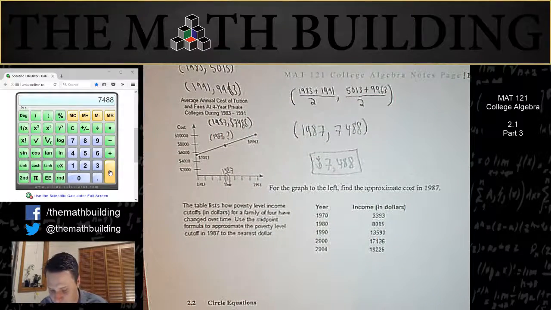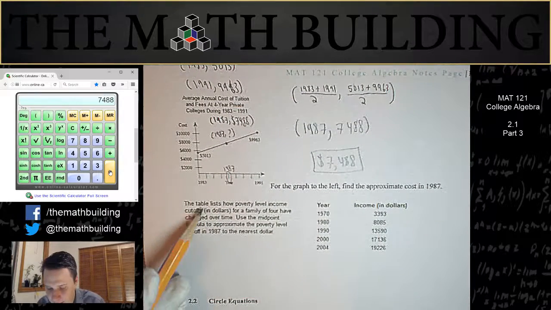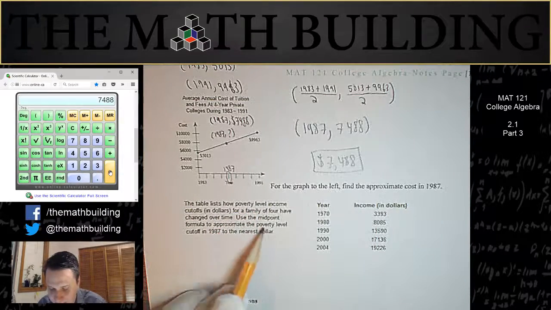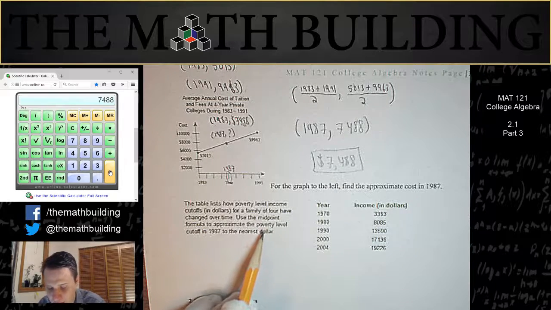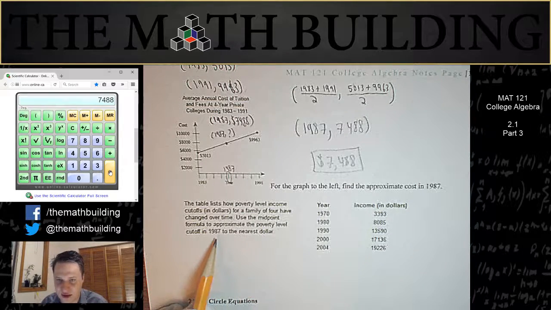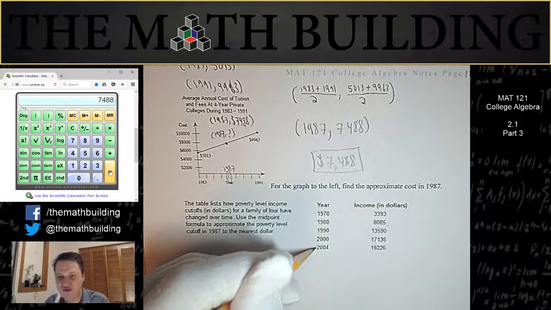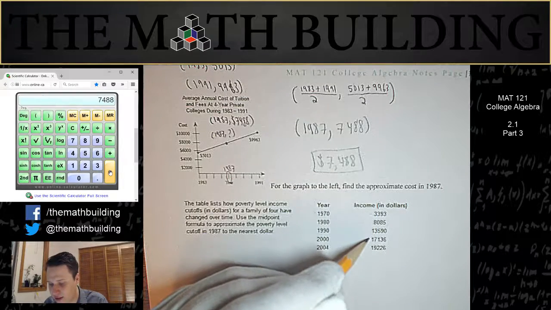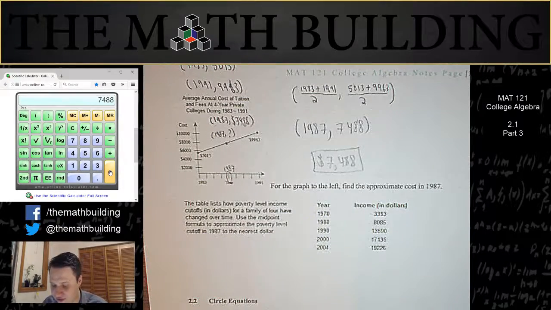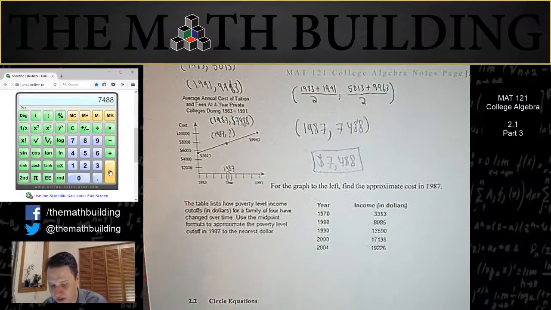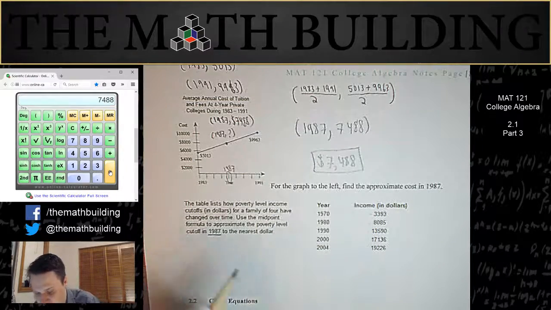Let's do this last application problem and we're done. The table lists how poverty level income cutoffs for a family of 4 have changed over time. Use the formula to approximate the poverty level in 1987. So you can see over here we've got 1970, 80, 90, 2000, and 2004, and we also have the income level cutoff for different poverty levels for those years. So remember how I said we needed to get 1987 in the previous problem? Well, we want the year 1987 here as well.